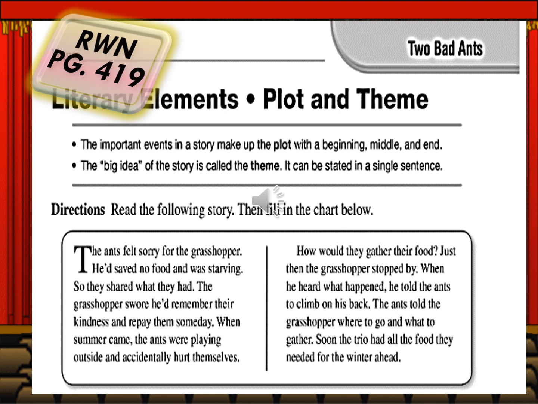The ants felt sorry for the grasshopper. He'd saved no food and was starving. So they shared what they had. The grasshopper swore he'd remember their kindness and repay them someday. When summer came, the ants were playing outside and accidentally hurt themselves. How would they gather their food? Just then the grasshopper stopped by. When he heard what happened, he told the ants to climb on his back. The ants told the grasshopper where to go and what to gather. Soon, the trio had all the food they needed for the winter ahead.